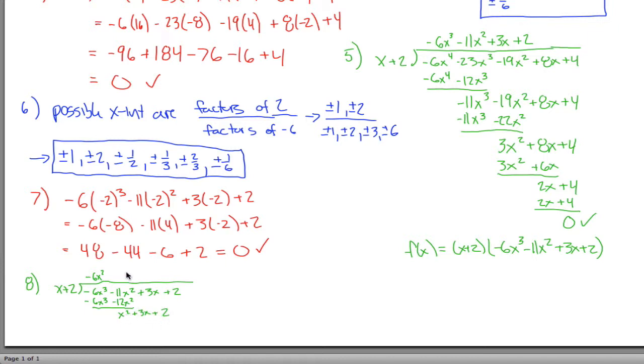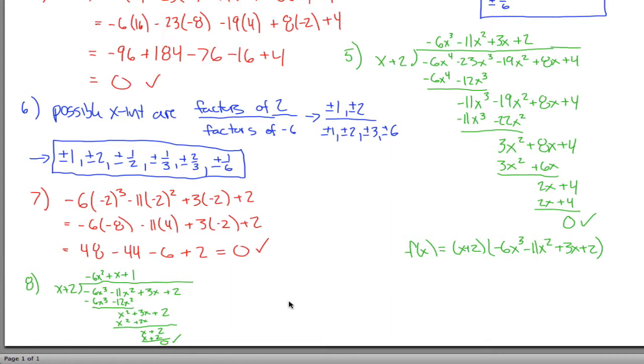If I want to get rid of 1x squared, I got to put 1x up here, because x times x is x squared. X times 2 is 2x. And if I subtract here, 3x minus 2x is just x. I get x plus 2. Get rid of this x by putting a 1 here. 1 times x plus 2 is just x plus 2. And if you subtract, you get a 0.